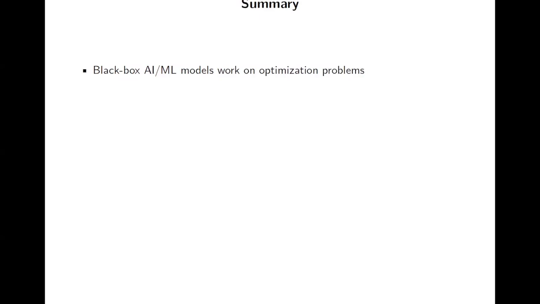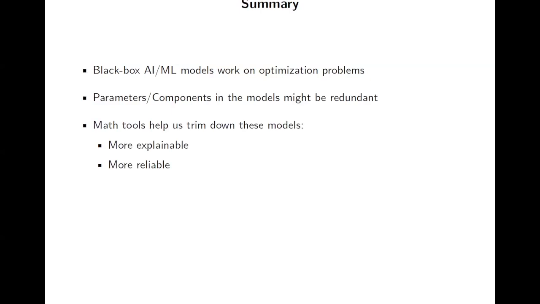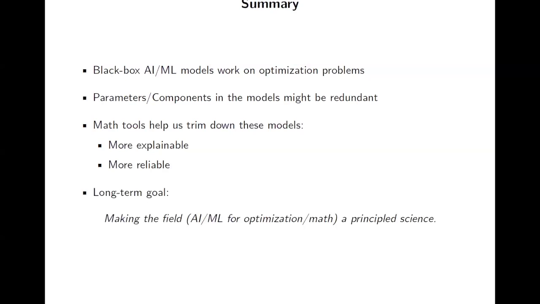Let's do some summary here. The first one is a black box model. It can work on solving optimization problems, but some parameters and components in it might be redundant. So we can use some domain knowledge to reduce the model and make it more explainable and reliable. I think a long-term goal of this field can be to make it more and more principled and make it a real science, instead of just trial and error like this.